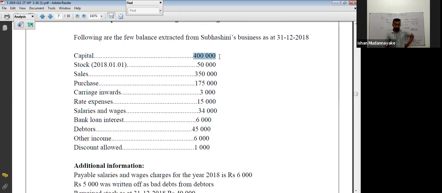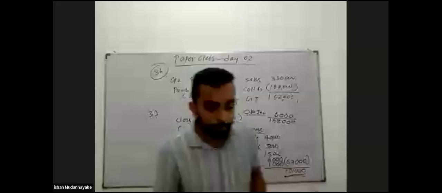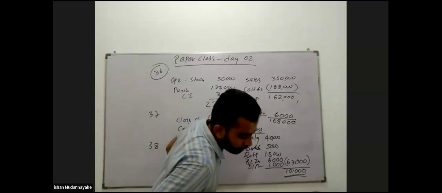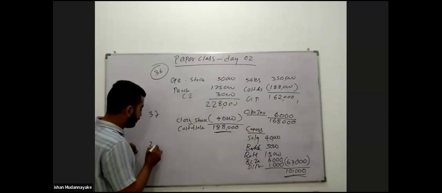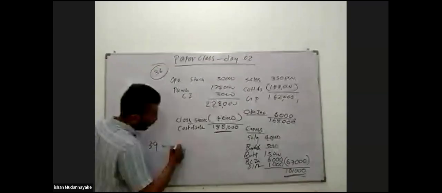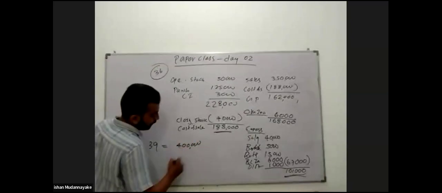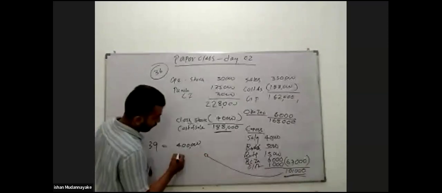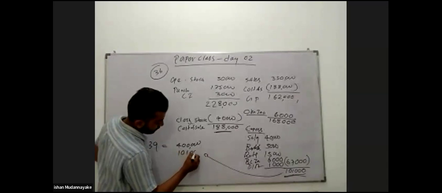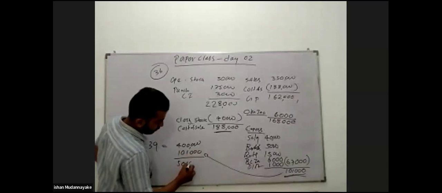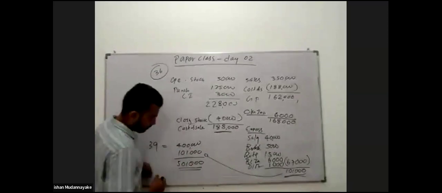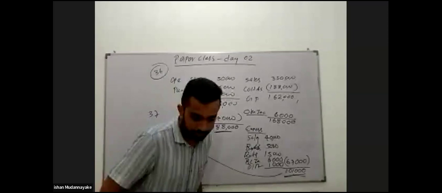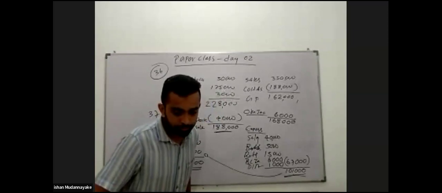Opening capital balance is 400,000. To this opening capital 400,000, you can add this profit. Then you can calculate closing equity of the business. 501,000. Yes, Akshaya's answer is correct. Your answer is correct.